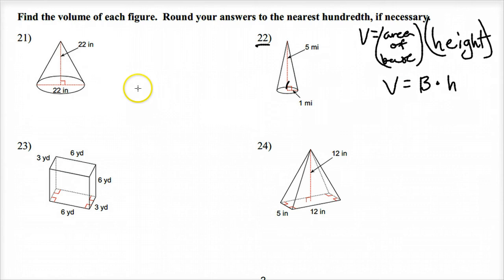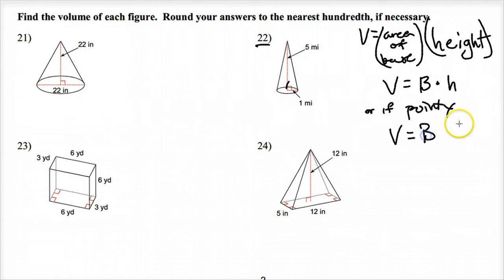All right, so let's just jump right in. Oh, by the way, if it's pointy, you just do times a third. The volume is the area of the base times the height, and then a third. That's the only difference, and that's if it's pointy. If it's not, then it's just the area of the base times the height. This first one is pointy.